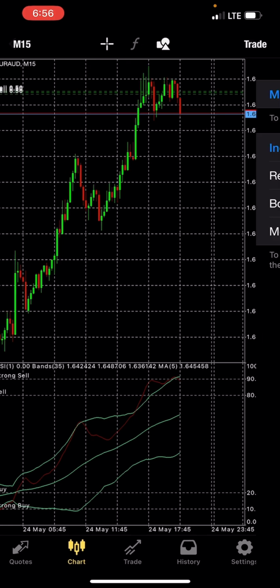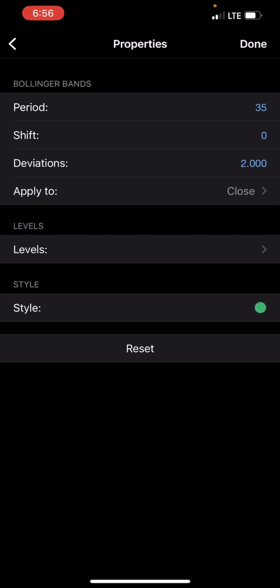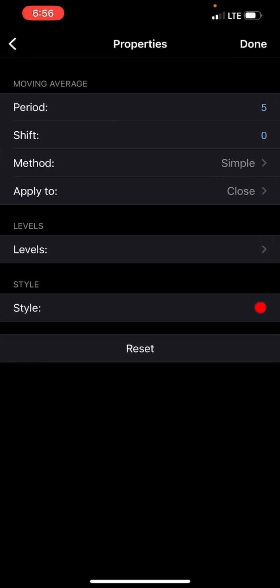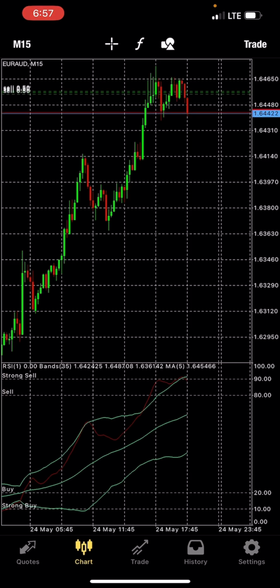Then our Bollinger Band, these are the inputs. Our period, we have 35, shift 0, deviation 2.0, apply to close. Then that's all. I used green as my color. You can use any other color of your choice. So the moving average, we have period 5, shift 0, method simple, apply to close, then levels, then style. Our style is red. So that is that about that.